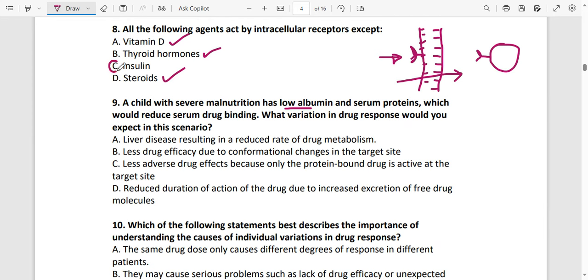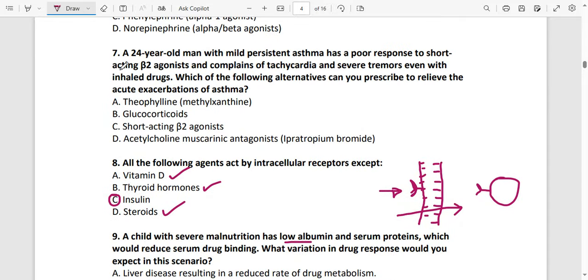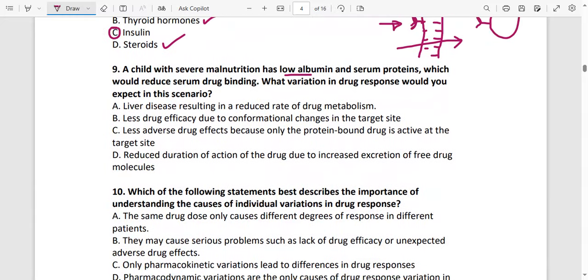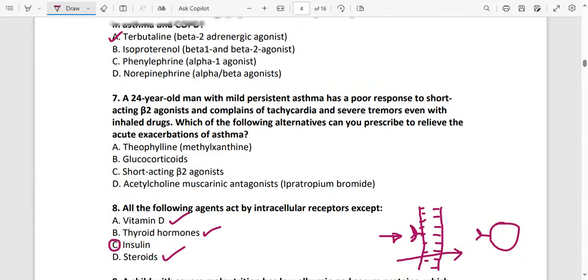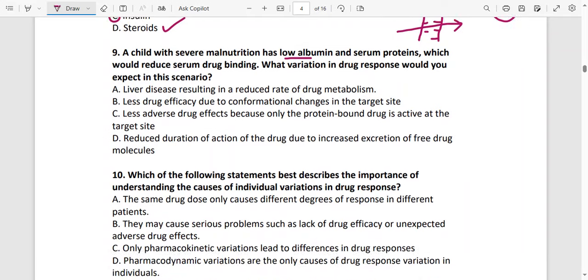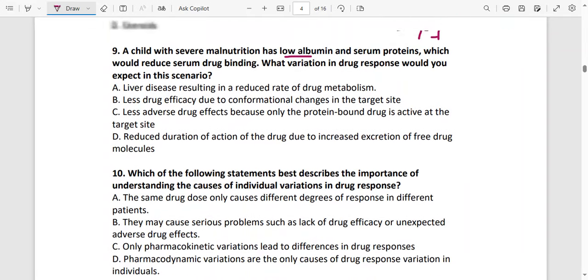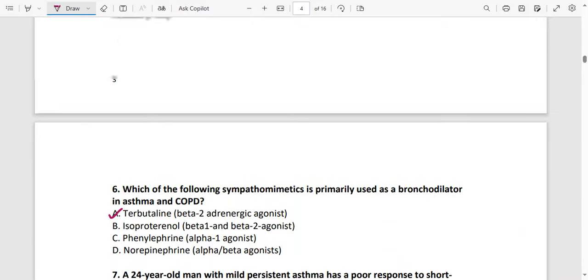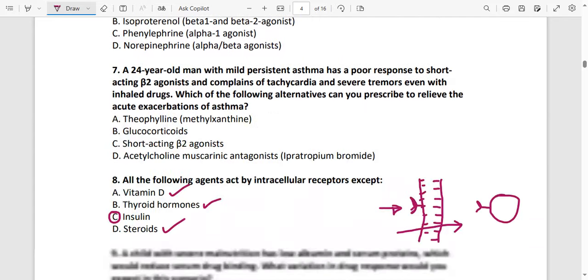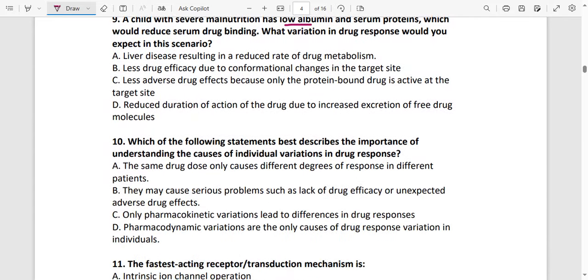Uh, for this one, okay. So question. So we skipped question 7 because we had already answered it. Question 8, we've said it's insulin, and then now we are now question 9. Okay. So that one we picked D. Is mild intermittent asthma prescribed? Okay. 9.